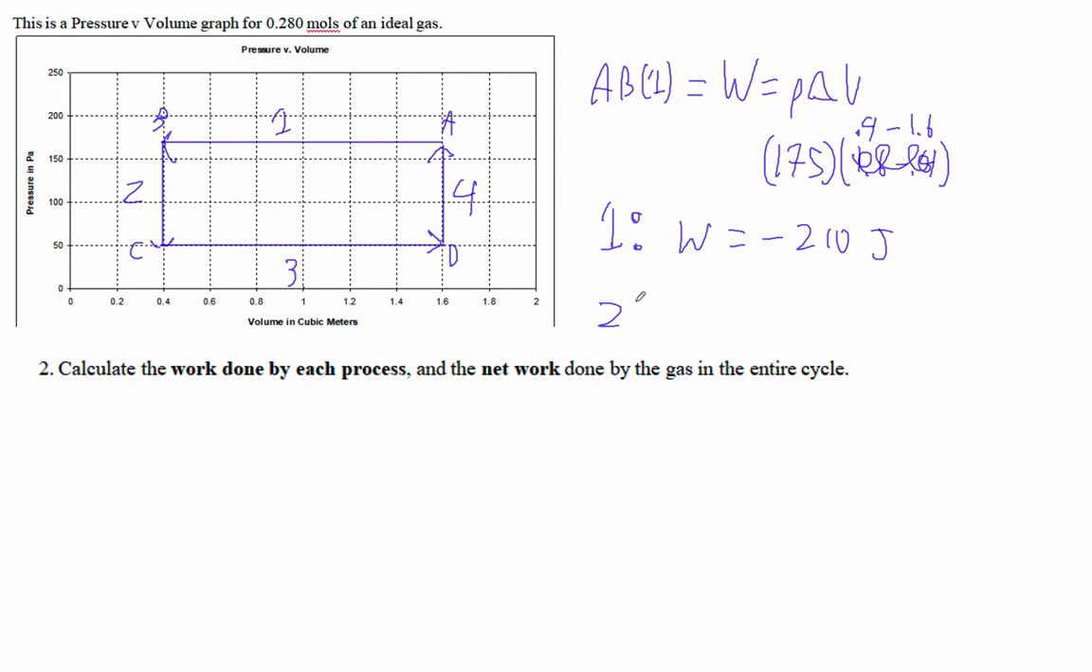Now for the second process, the piston doesn't move. There's no change in volume, so work is pressure times change in volume, but the change in volume is 0, so the work is 0.